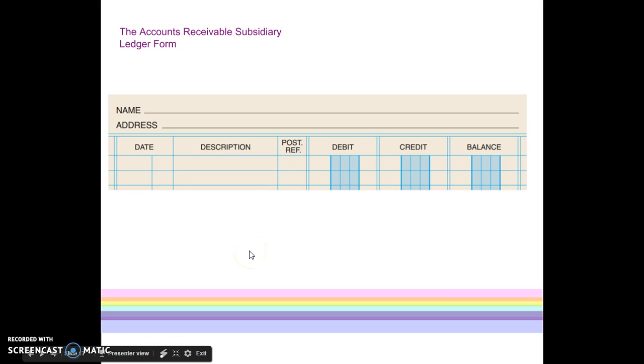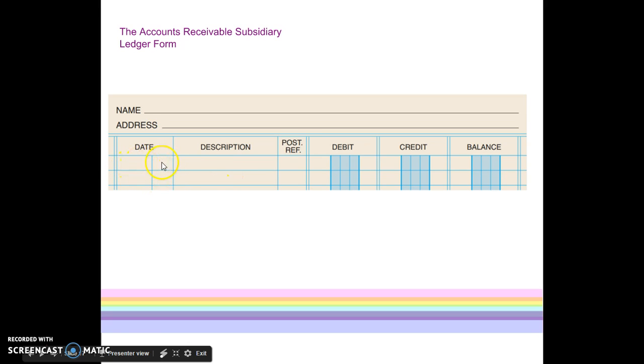Now, the accounts and how they're going to look in the ledger form of the subsidiary ledger are very similar to what we've seen in the general ledger. In this case, we would list the name of the customer here. We would list their address. This is all the information of our customer. And then as transactions on account take place, which means our customers buying things from us on account, we would then put it in our journal. And then after we post the transactions from the journal, we would post it here.